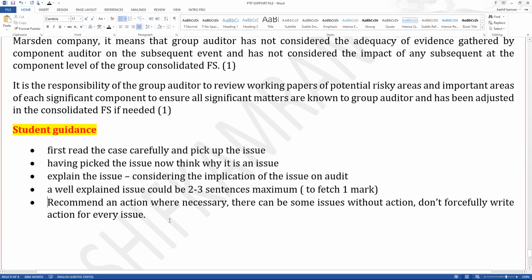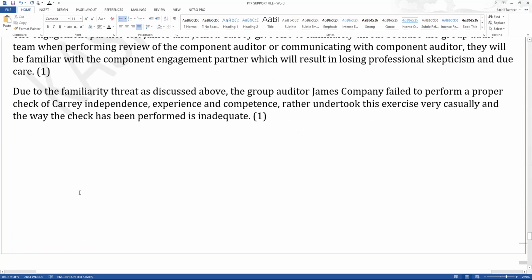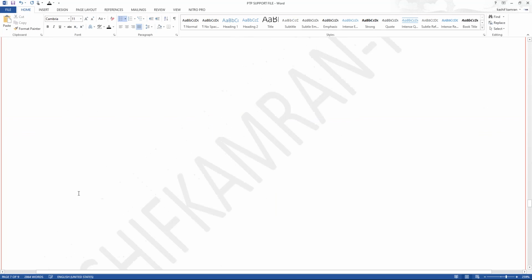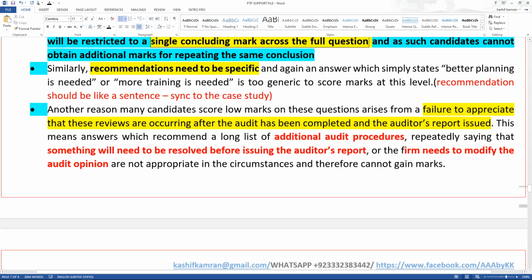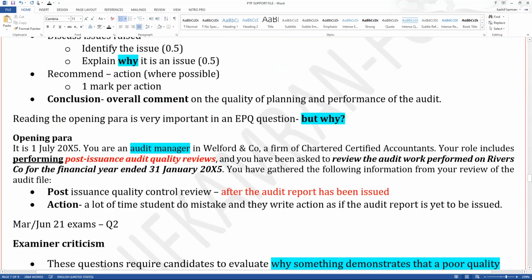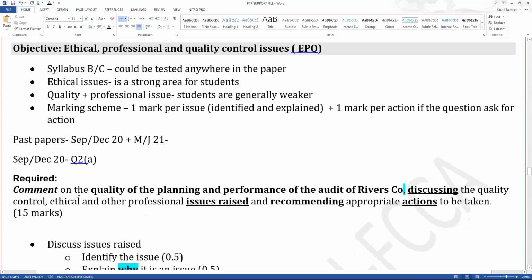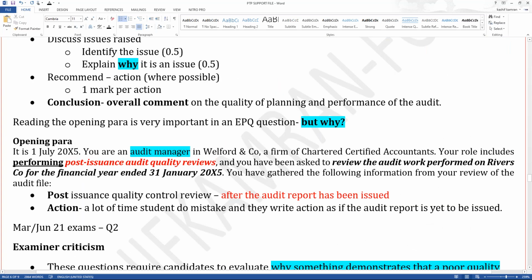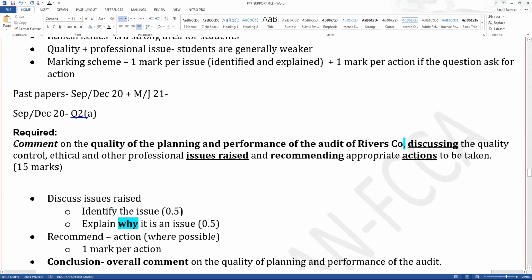Now, listen to me carefully. When we were reading the examiner criticism yesterday, the examiner was saying you should give a conclusion at the end of the day. Now, look at this question. We started yesterday on day 2, and the question basically was saying comment on the quality.